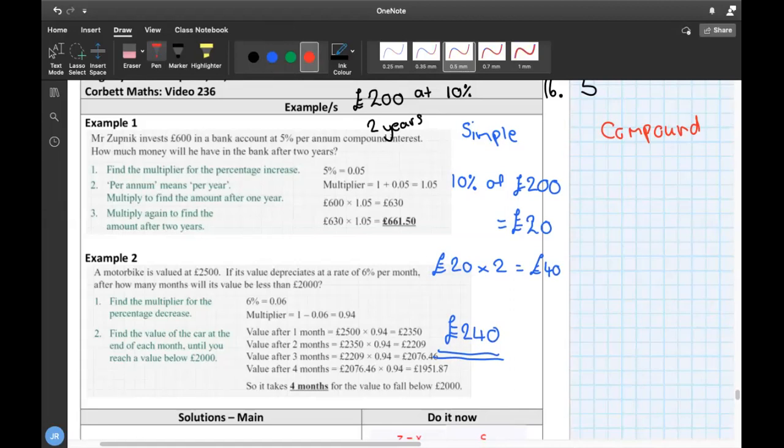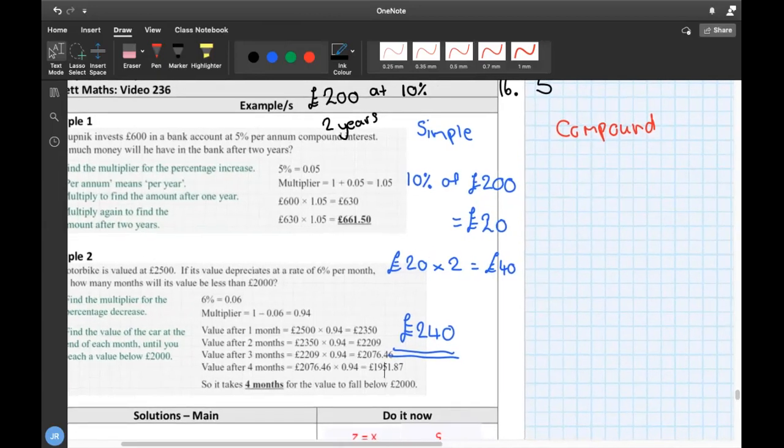Another method, and this is the method we're going to focus on today, is compound interest. It's another type of interest that you could get. Now, with compound interest, what we do is we find the interest on the new amount each time. In the simple interest, we found the interest of the initial amount and just multiplied it by how many years. Whereas with compound interest, if it's 10%, you would need to find 10% of the new amount each time.